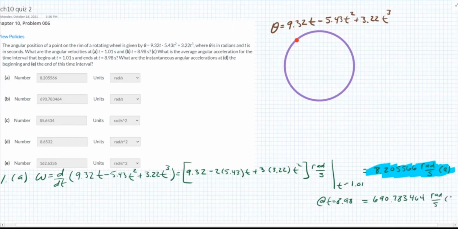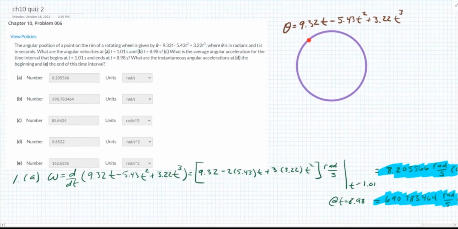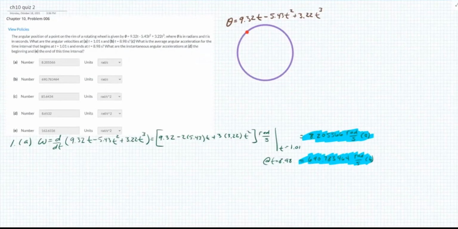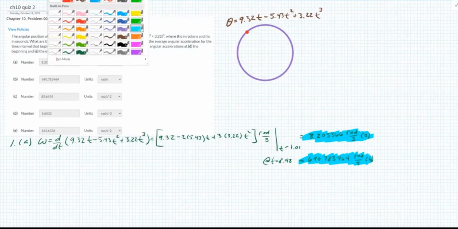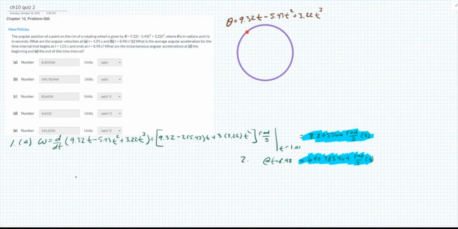There's part A, there's part B. Part C. What's the average angular acceleration? All right, so this is where there's an exciting difference. We'll call this step 2. Step 3 maybe all the way over here again. Part C says, what is the average angular acceleration?